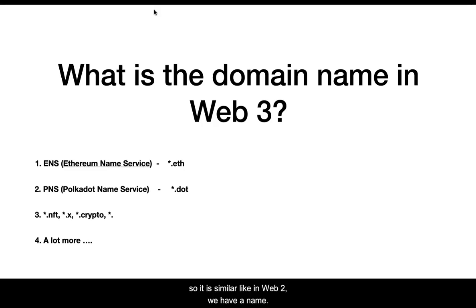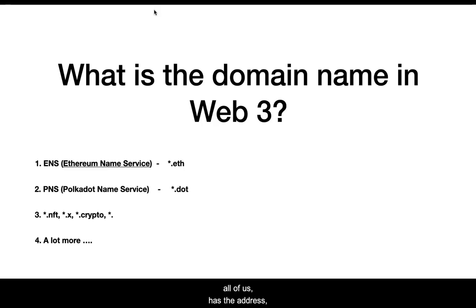It's similar to Web2, where we have a name, for example google.com. Google.com actually has an IP address, a list of numbers. Nobody can remember those numbers. It's just too complicated. And in Web3, it's similar to that.